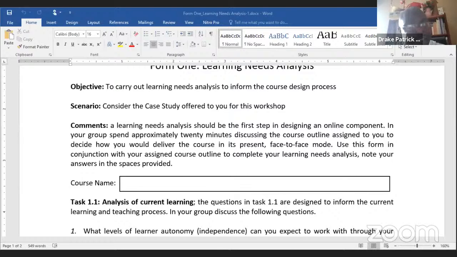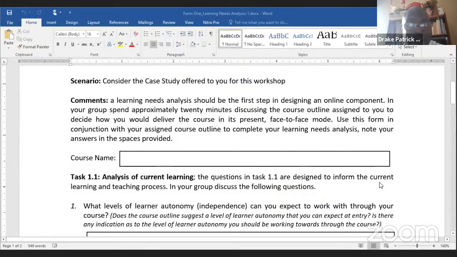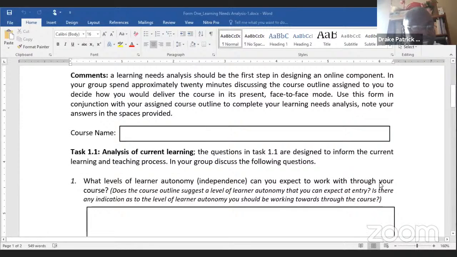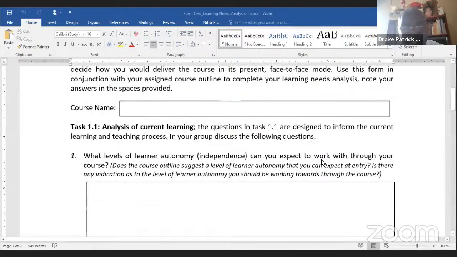Spend approximately 20 minutes discussing the course outline assigned to you. So we recommend that you pick a course, maybe a course like research methods, introduction to computing, introduction to programming, or agricultural economics, or name it. So you put your course name. Then the next part, that's the table, where I'm saying, what level of learner autonomy, independence, do you expect to work with in your course?